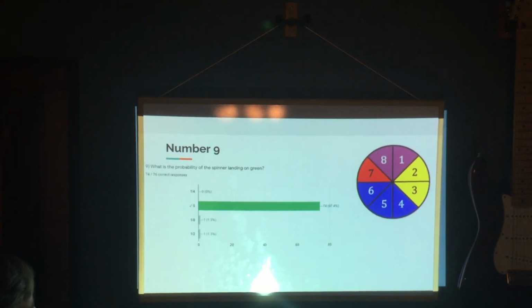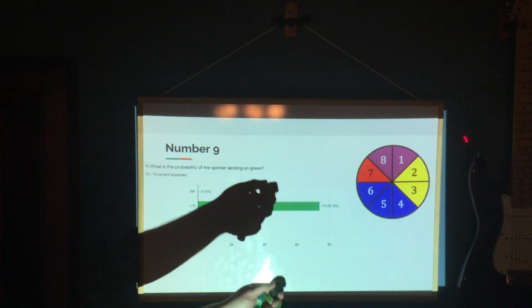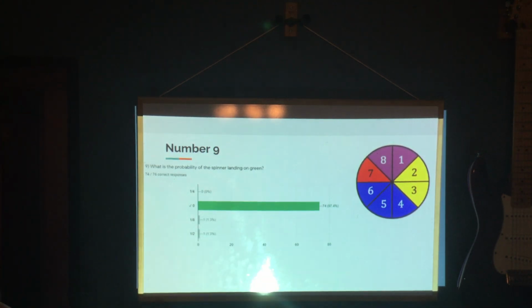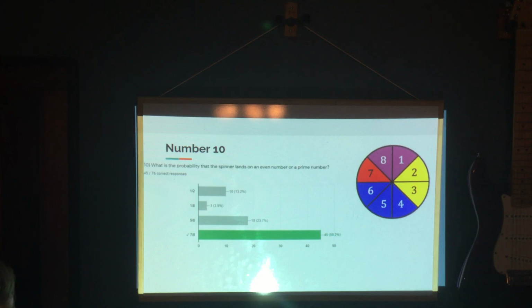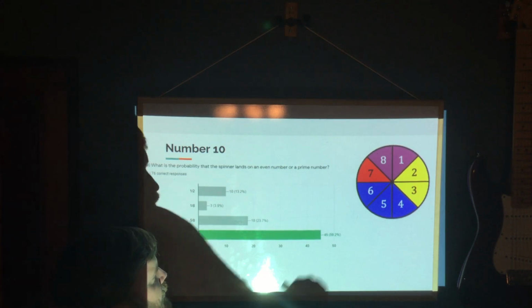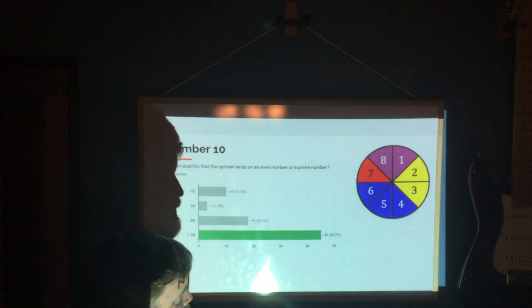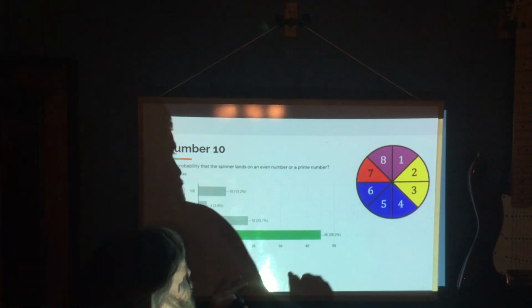Number 9, what's the probability of the spinner landing on green? There's no green wedges up there. It can't happen. So that probability is 0. What's the probability that the spinner lands on even or prime? Okay, now, this again is not mutually exclusive. So we have to subtract where it does happen at the same time. 2 is both even and prime, so it can happen at the same time.